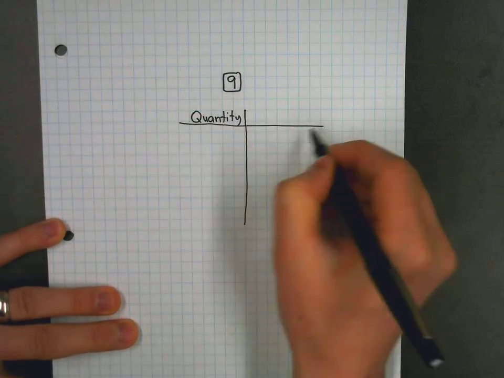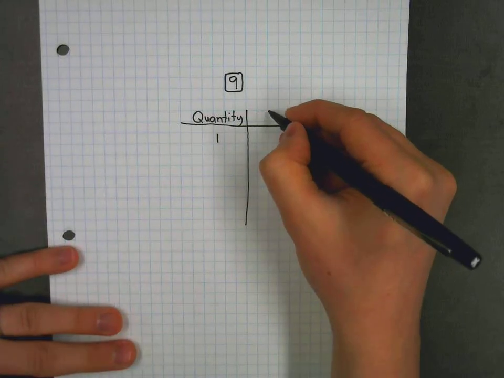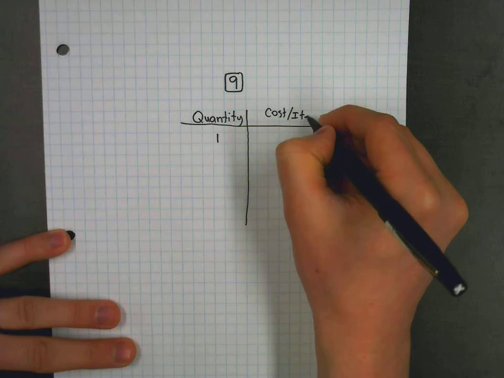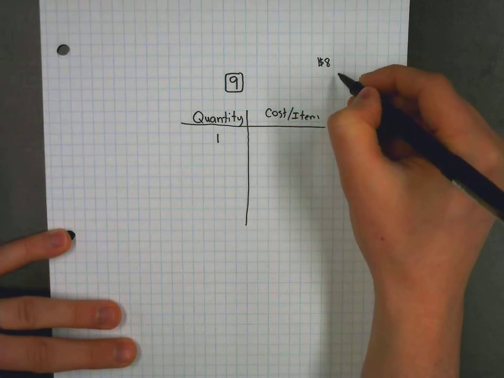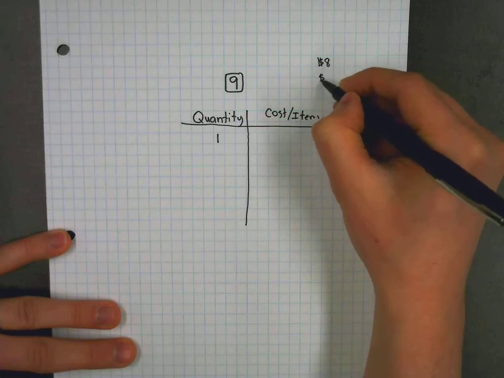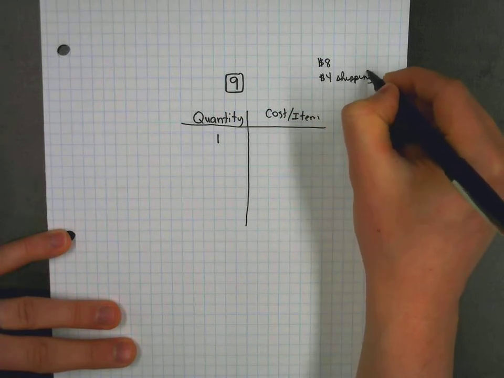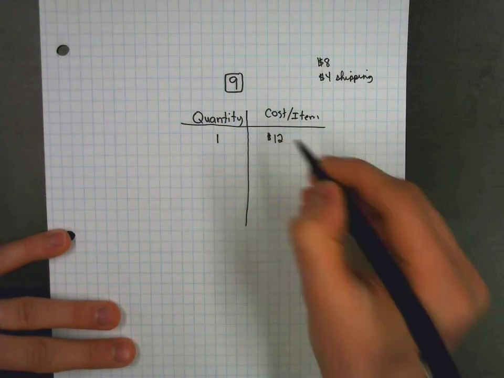Let's imagine you are buying something online and you bought one item, and we can talk about its cost per item. Now imagine for a moment this item cost $8 and there was $4 for shipping. Now $4 for shipping means you've got a total of 8 and 4, $12 for this item.